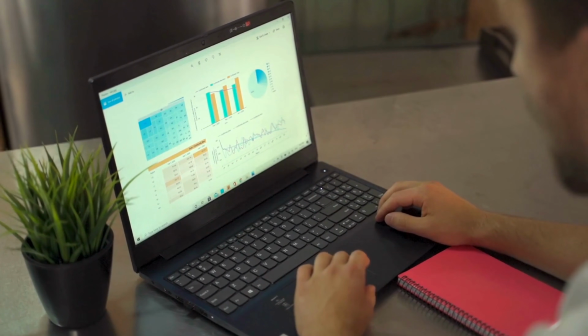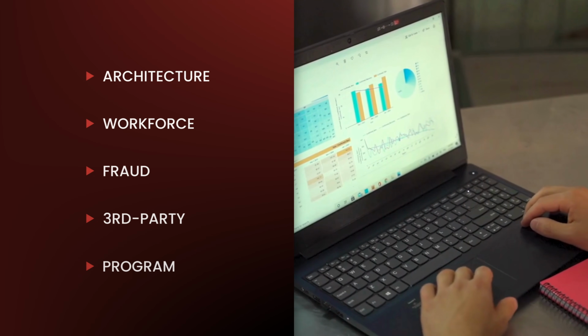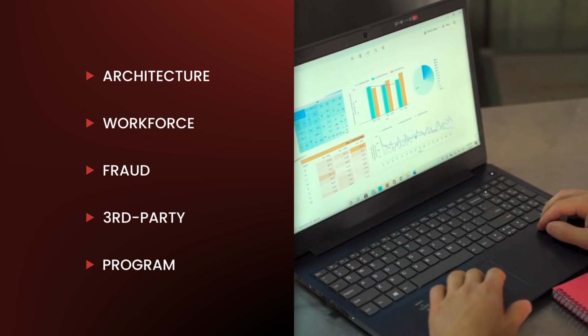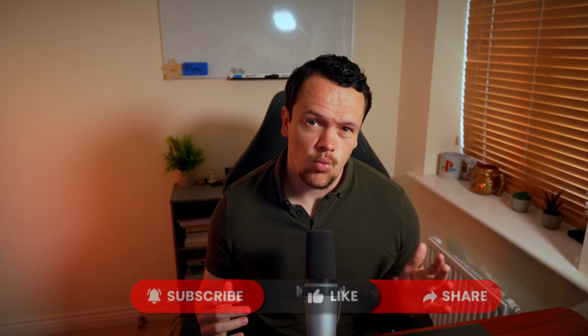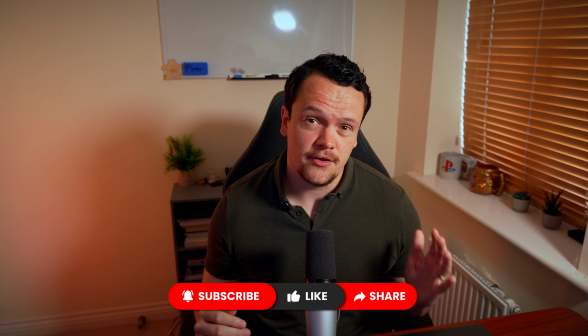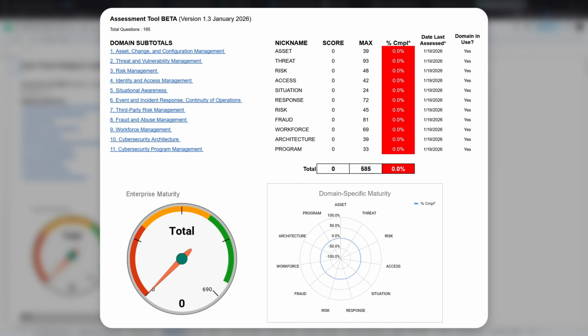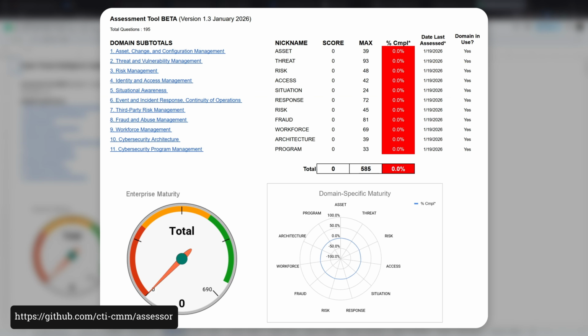Look at your last quarter of intelligence outputs. Now look at this list: architecture, workforce, fraud, third party, and program. If your report never reached the architecture review board, the security awareness lead, the fraud team, the procurement function, or the risk committee, those domains aren't underperforming. They don't even exist in your program. That is a coverage question, and it's one the radar chart in the CTI-CMM can answer in less than 90 seconds. 11 domains, 4 levels.